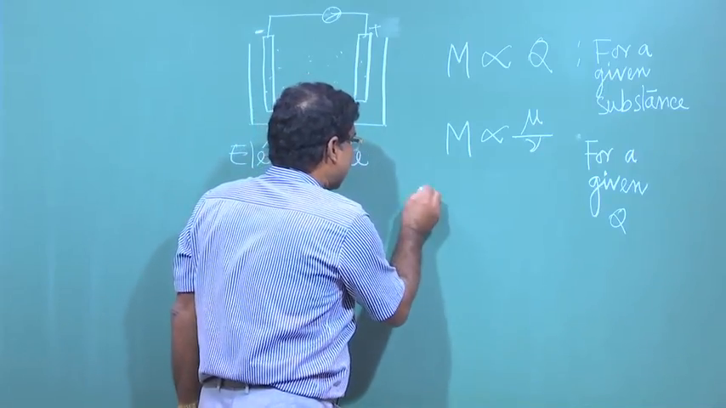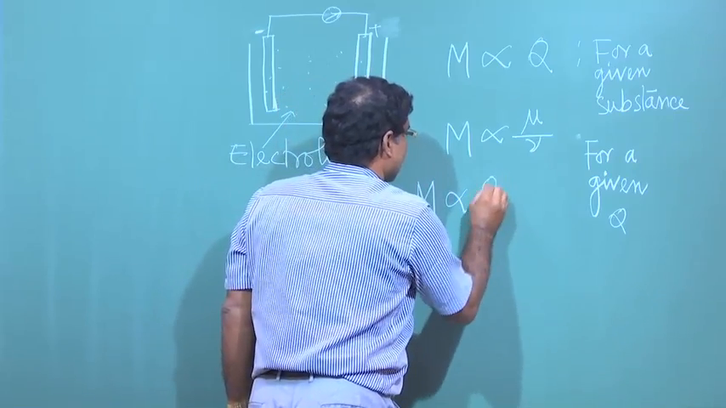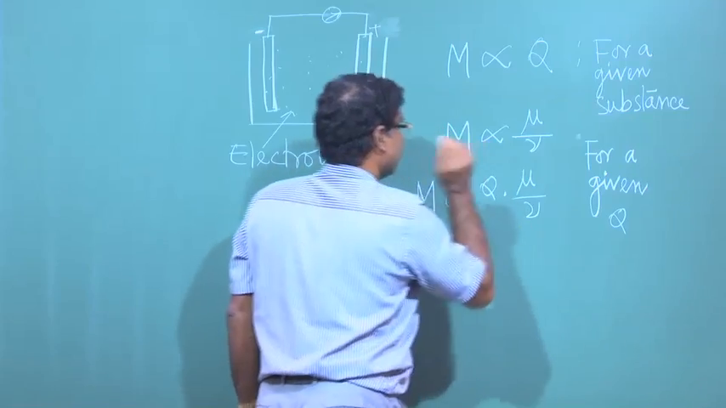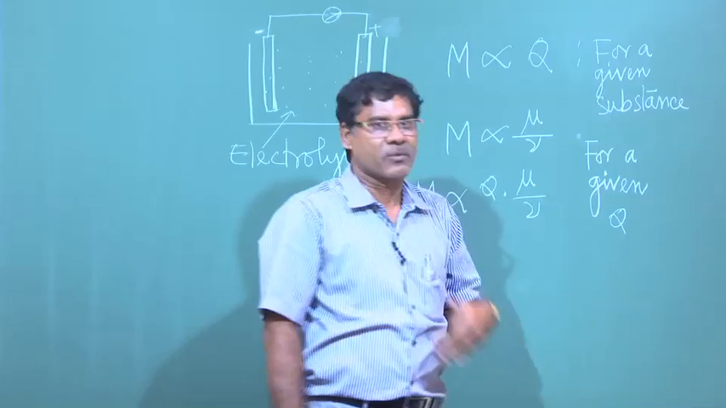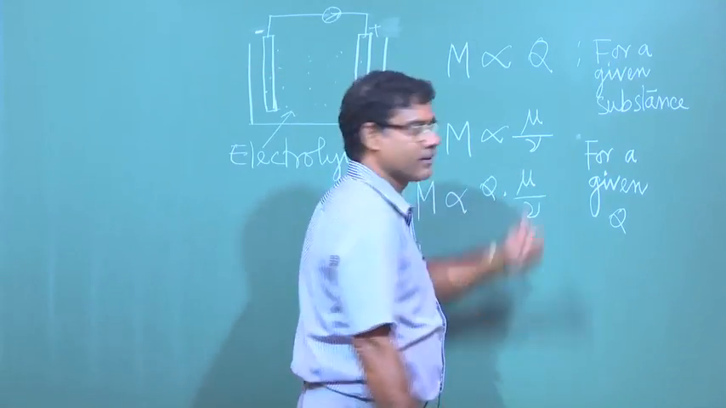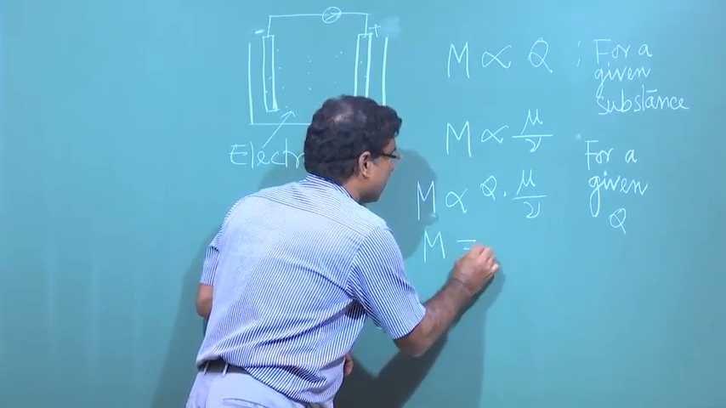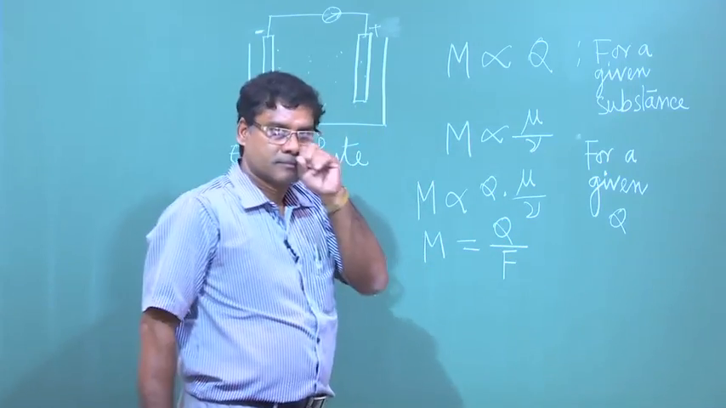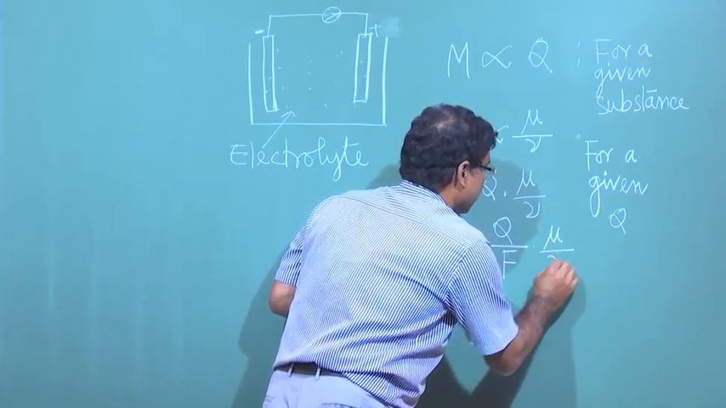So in general we can write m is proportional to q times mu by nu. This is general; it is not for a particular substance or a particular charge. Now, with the proportionality constant, m equals a constant times q mu by nu.